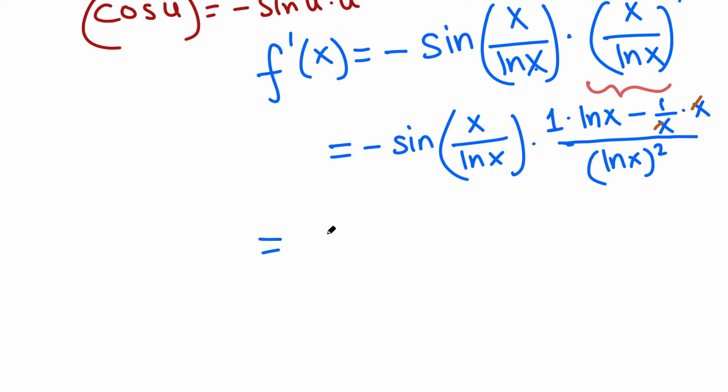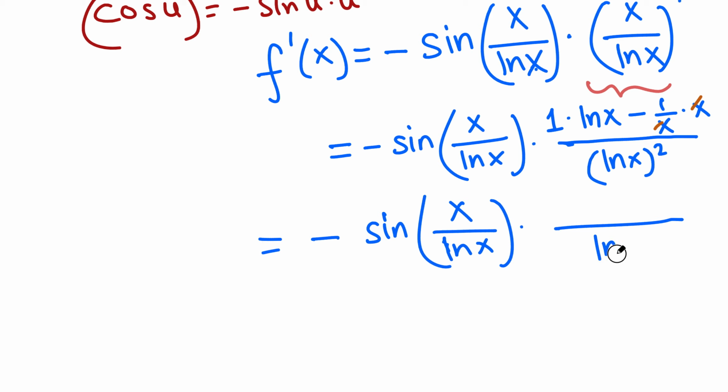So this is negative sine x over ln x times here ln x is square. I do not cancel with the ln. This is ln x minus 1. This is not in the factor with others, so do not cancel. And this is it. Final.